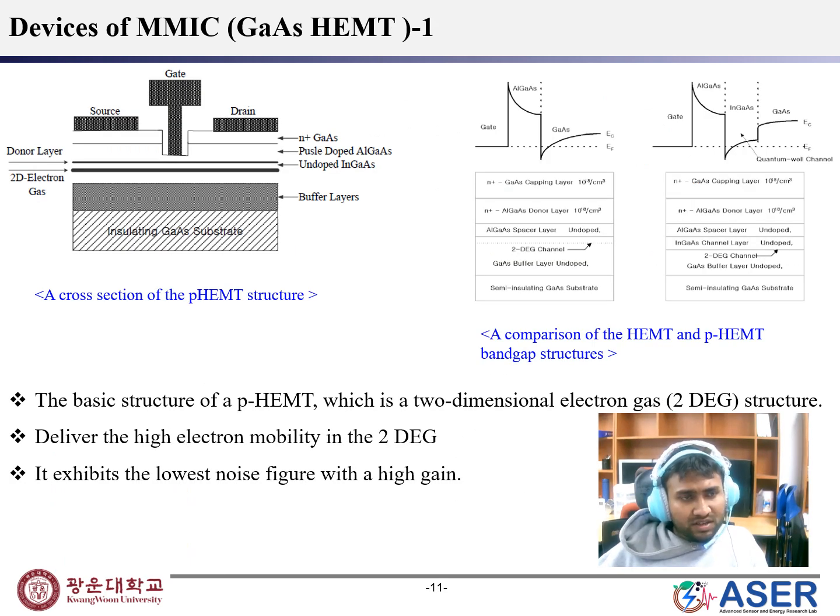The devices of MMIC, gallium arsenide HEMT. This one is mainly a cross section of the HEMT structure, and here is a comparison of HEMT and PHEMT band gap structures. The basic structure of the PHEMT, which is a two-dimensional electron gas (2DEG) structure, delivers higher electron mobility in the 2DEG, and it exhibits the lowest noise figure with high gain.